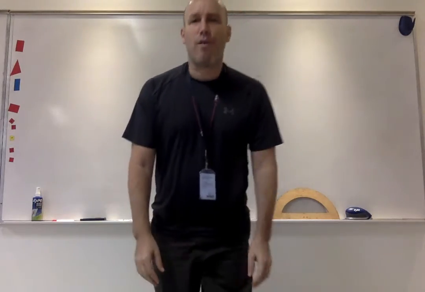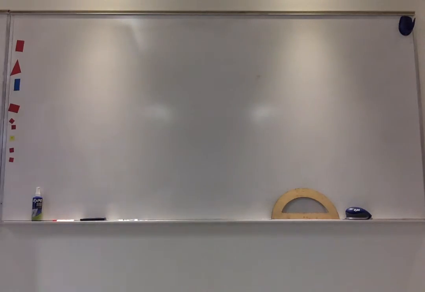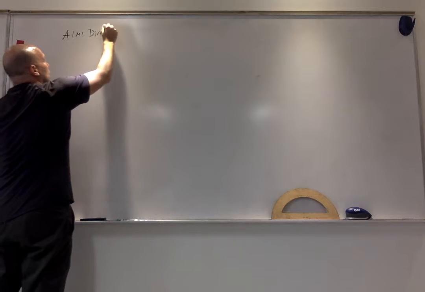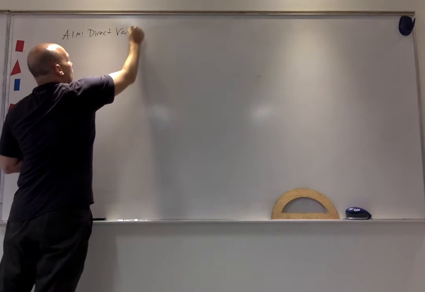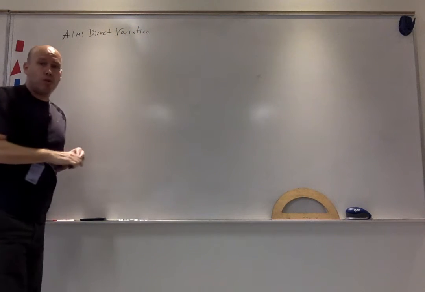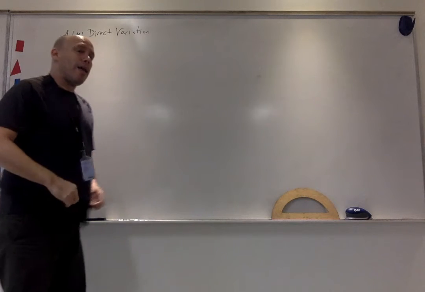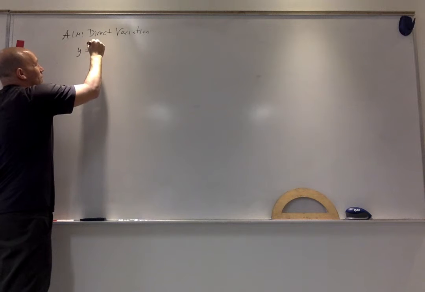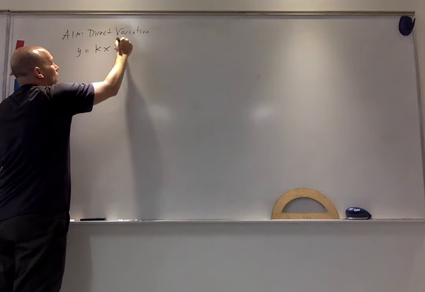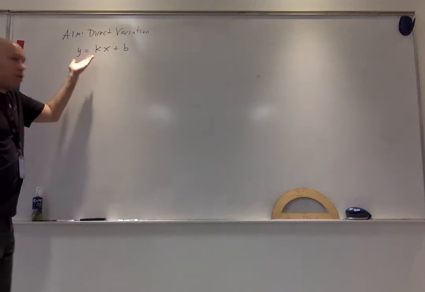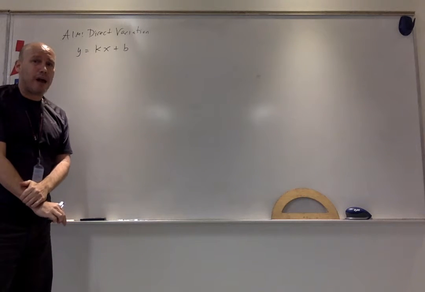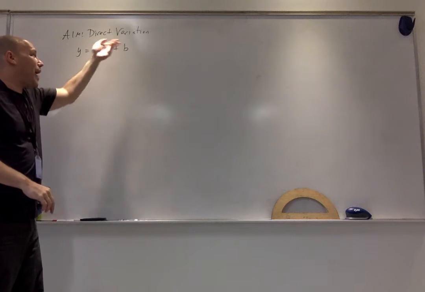Hello, we're going to talk about direct variation. What I would like you to do is go to Desmos and type in y equals kx plus b, using k instead of m. This is a line, and the k and the b are going to be the sliders. I want you to fool around with the k and b.